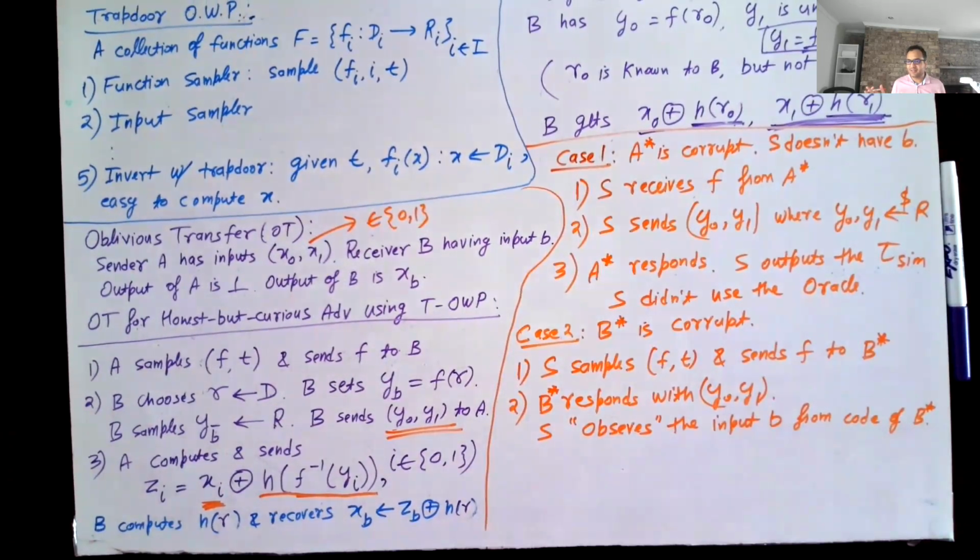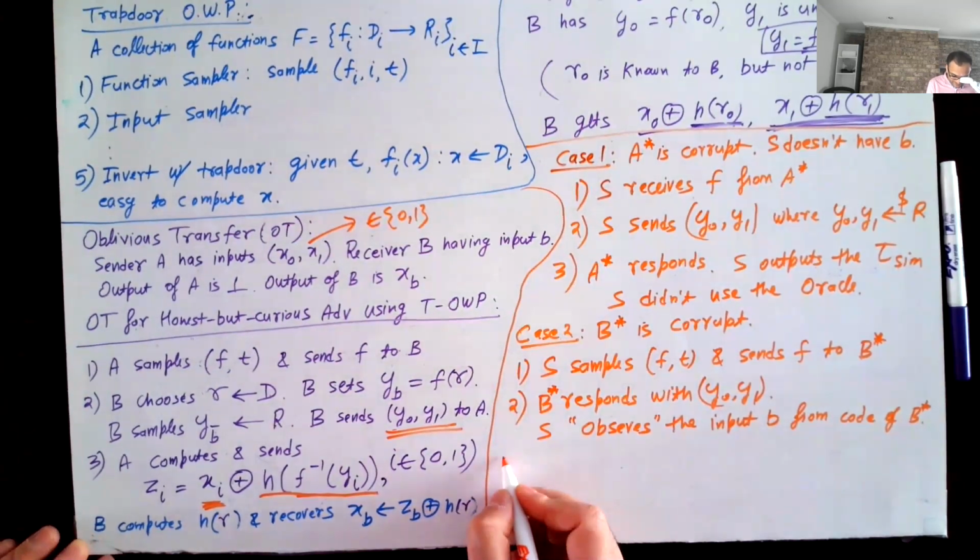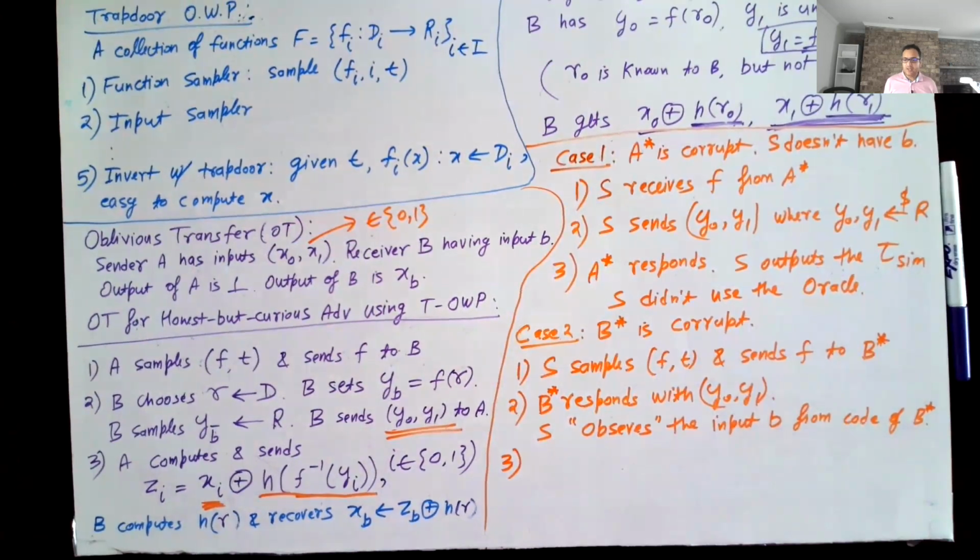So B star is honest. It's the honest code, right? And when I look at the honest code, I can see which input is built in this honest code. If it was a dishonest code, maybe it's completely obfuscated, written in some programming language which I don't understand. So maybe that's a problem. But dealing with honest but curious adversaries is much simpler. So now the simulator S has the input B of the adversary. But note that S doesn't have X0 and X1, which is the input of the honest parties.